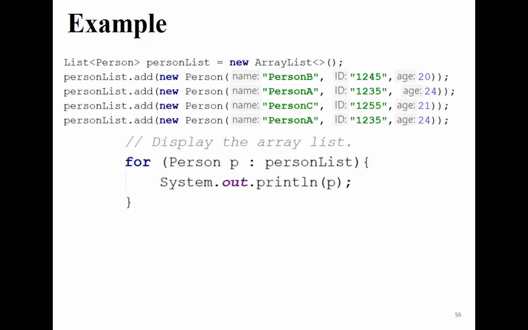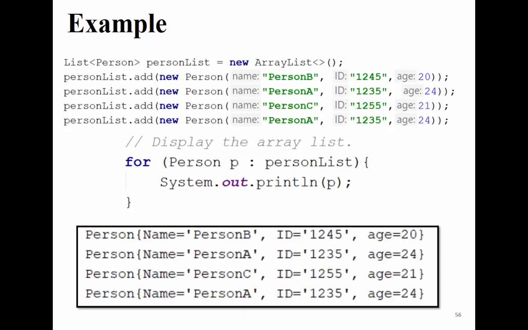No. It will print them in the same order that you entered them. ArrayList will not change the order. The first element added will be at index 0. The second one added will be at index 1. The last one will be at length minus 1, or n minus 1, the size minus 1. Okay? So the ArrayList cares about the order, but that does not mean sorting the elements.